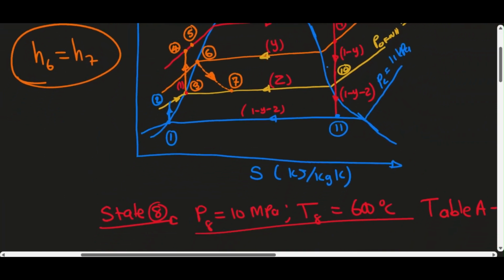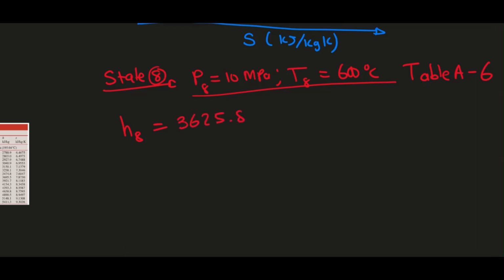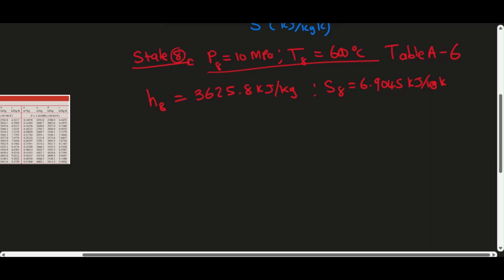H8 is 3625.8 kilojoules per kilogram, and what was S8? S8 was 6.9045 kilojoules per kilogram Kelvin. Alright, that's done. Cool, state 8 is done. Okay, now we move to state 9.